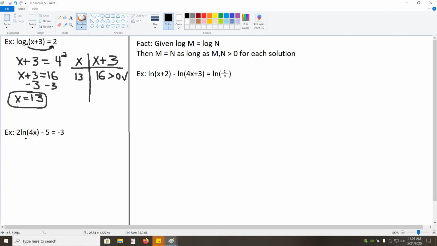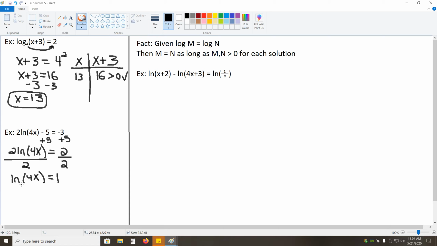Okay, from here, this one's a little trickier, but take a moment, pause the video, see if you can solve 2 natural log of 4x minus 3 equals negative 3. Okay, so trying this together, we're going to start by adding 5 to each side of the equation, which gives us 2 natural log of 4x equals positive 2. We'll then divide each side by 2 to get the natural log alone, which gives us the natural log of 4x equals 1.